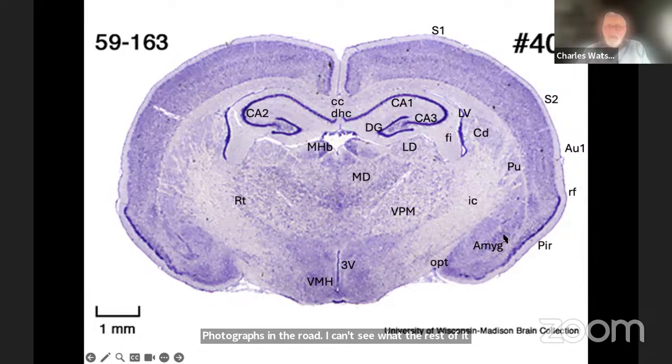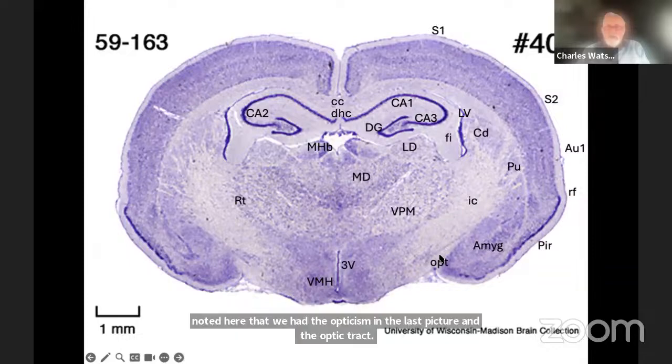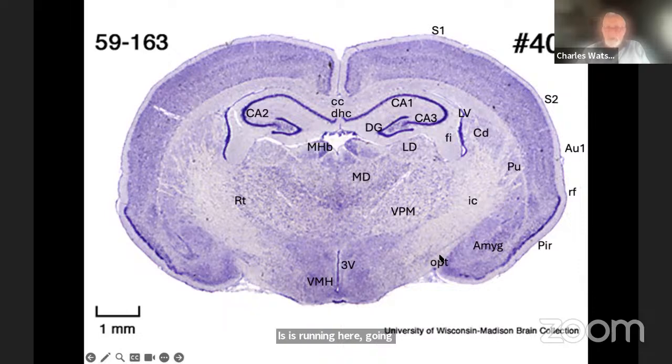But down in the temporal lobe, the amygdala has appeared. In the human brain, the amygdala appears at the front of the temporal lobe and is replaced quickly behind that by the hippocampus. Noted here that we had the optic chiasm in the last picture, and the optic tract is running here, going up towards the thalamus, where it will end.